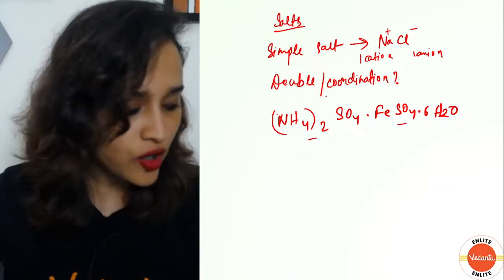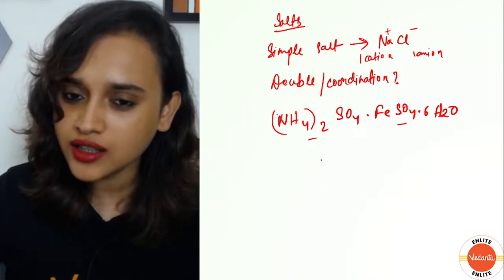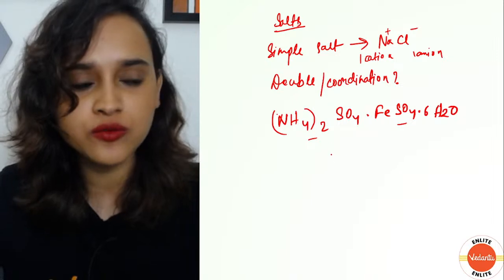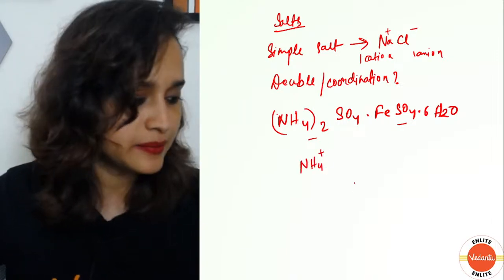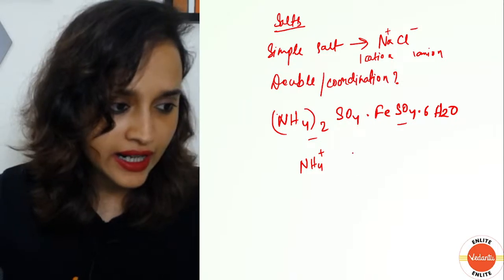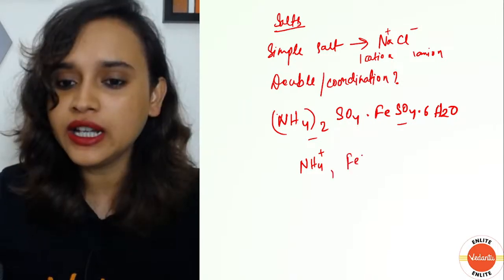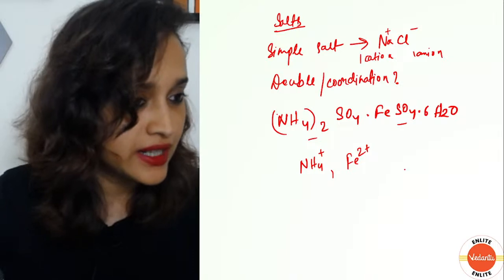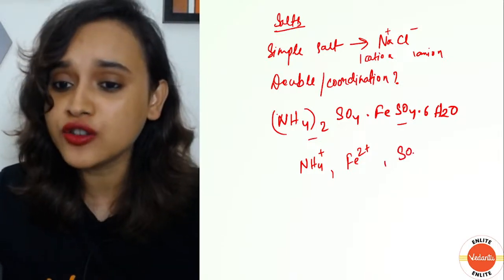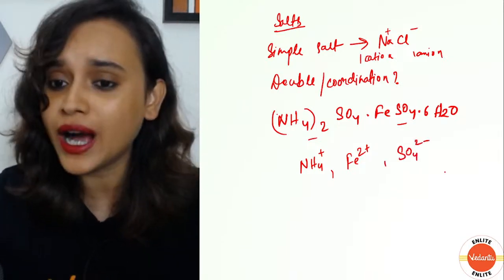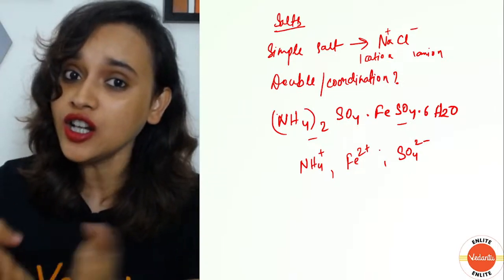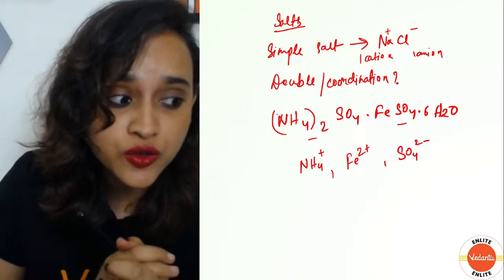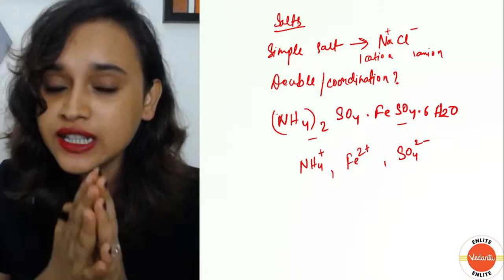Now, in this case, what are the ions that will come out? Probably NH4+, correct. Then we will probably have Fe2+, and probably we will also have SO4 2-. So, do you see that there is more than one kind of cation or more than one kind of anion? Do you see that here?